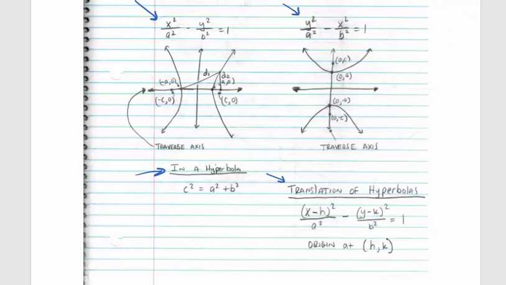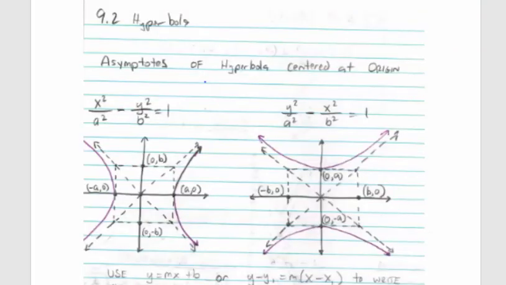Alright, in a hyperbola we also have asymptotes, and if we take a look at both of these graphs, the dotted lines down here, as usual, indicate our asymptotes. So our graph here, our hyperbola, is going to approach these asymptote lines but never cross. Approach but never cross.